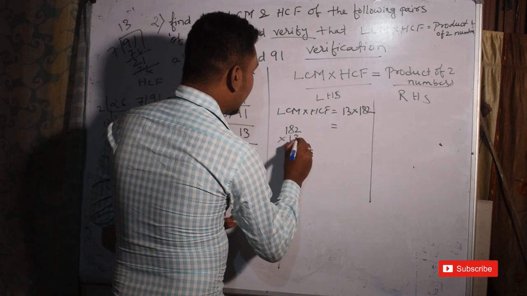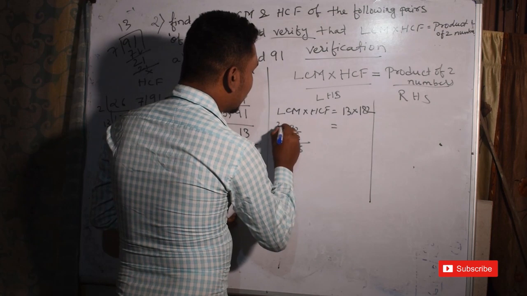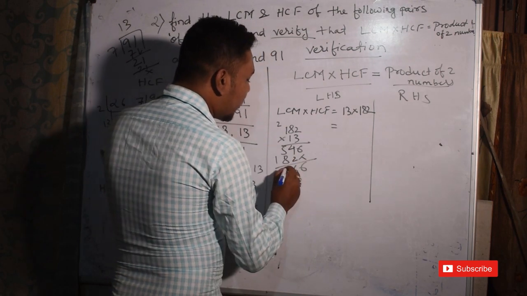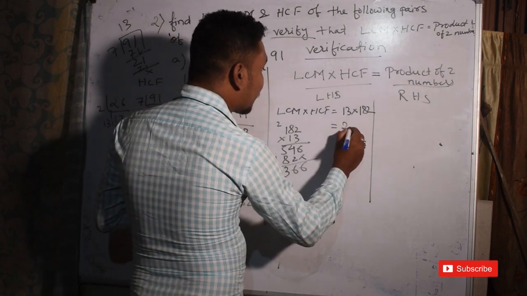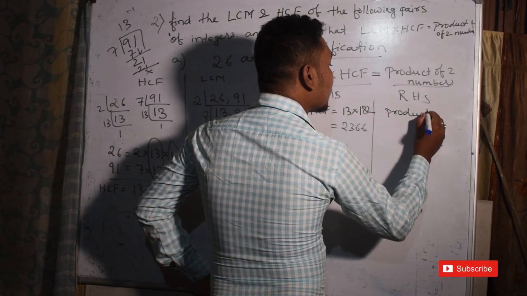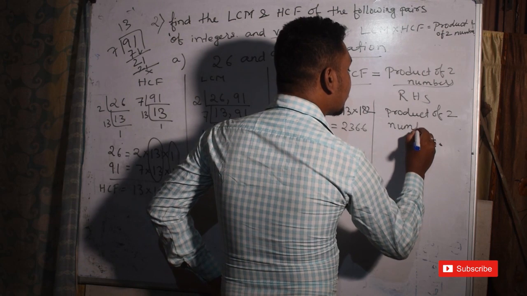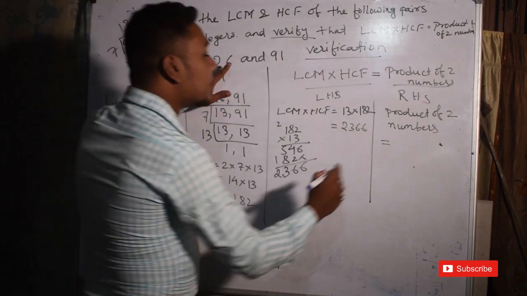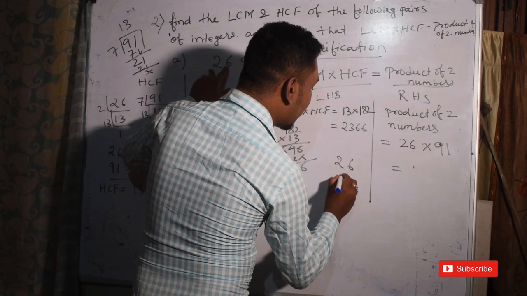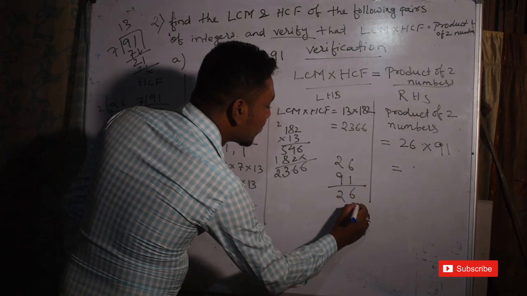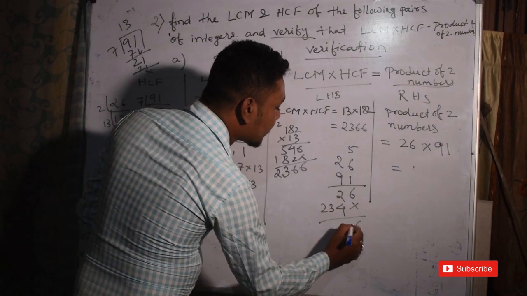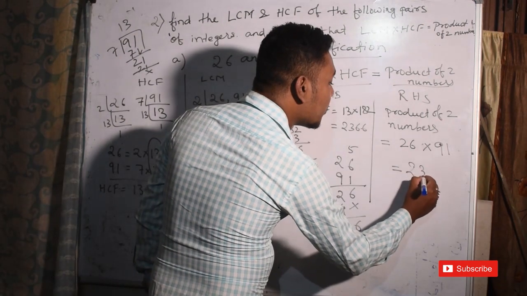13 into 182: 2 3s are 6, 8 3s are 24, 4, 2, and so on, which gives 2366. And for the RHS, let us see, the product of the two numbers equals 26 into 91. 6 9s are 54, 4, 5 is left, 2 9s are 18, 19, 20, 21, 22, 23, which gives 2366. Just basic operation, 2366.